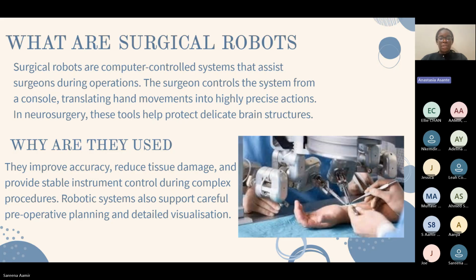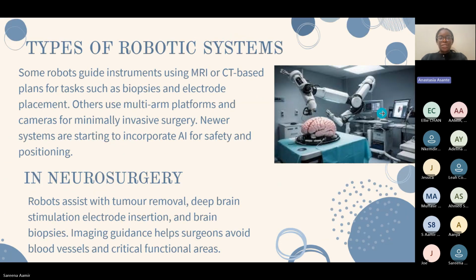And why they're used is because they improve accuracy, they reduce tissue damage, and they provide stable instrument control during complex procedures. Robotic systems also provide careful preoperative planning and detailed visualization. So overall, they increase the accuracy of procedures as well as protect brain health during surgeries. Okay, so types of robotic systems.